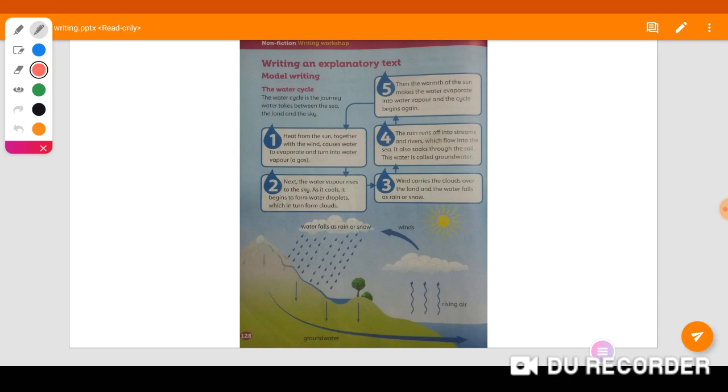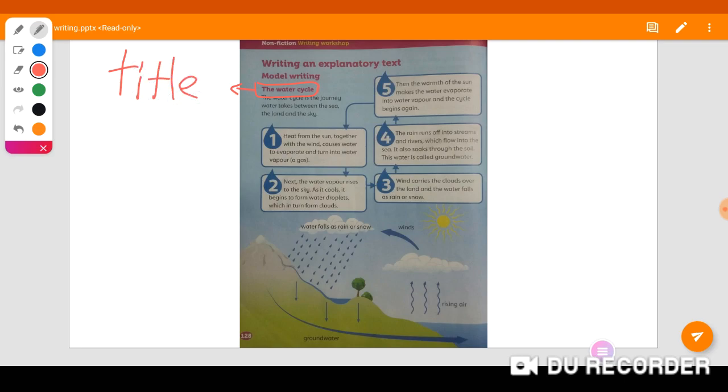Let's read together the model writing that we have and try to find the features. First of all, I have the water cycle. What about the water cycle? This is what? The water cycle is the title. So this is number 1.